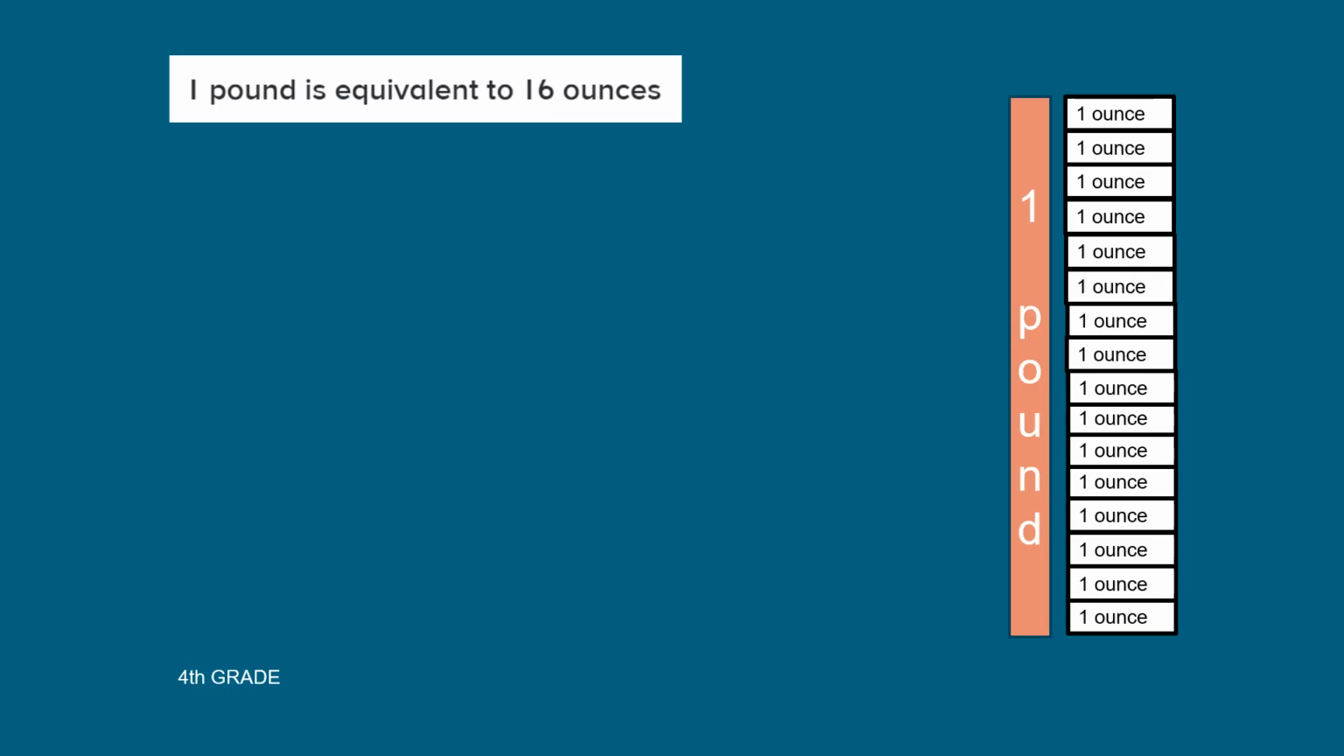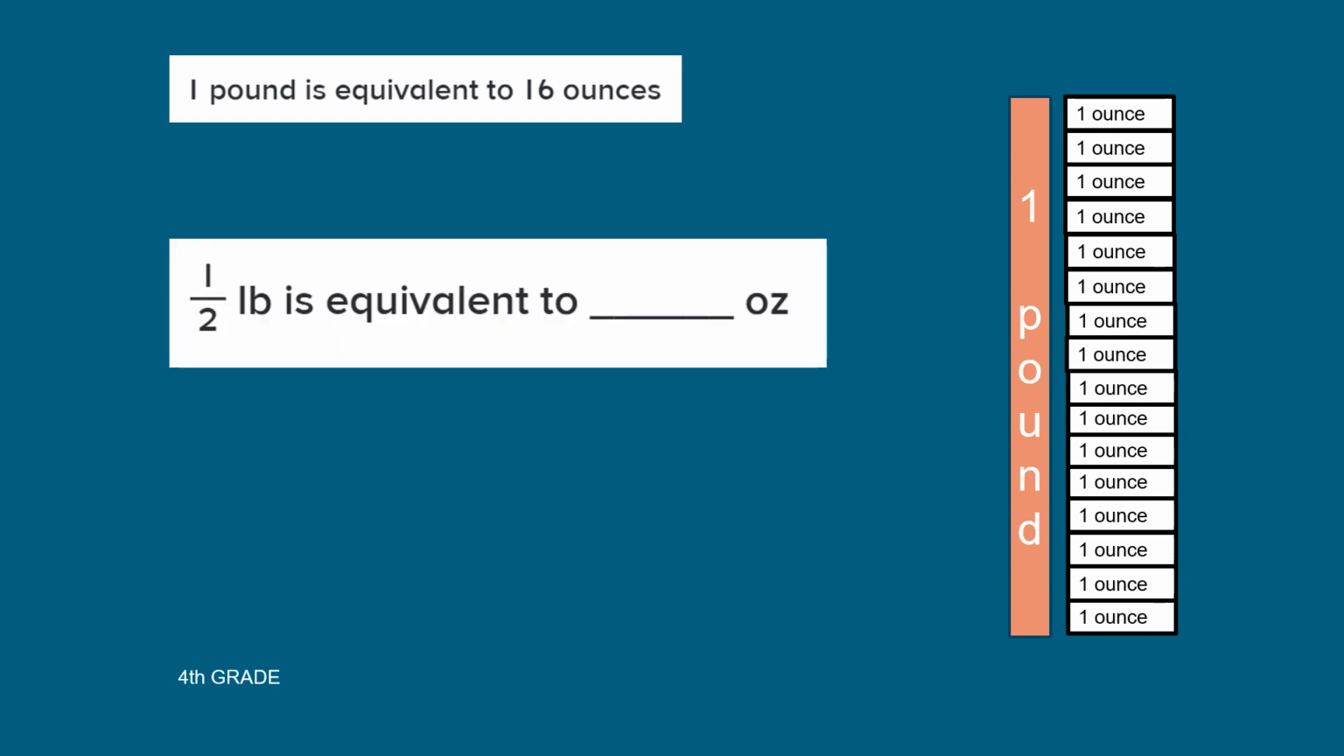One pound is equivalent to 16 ounces. How many ounces would be equivalent to a half pound?